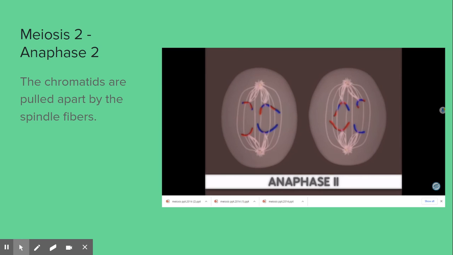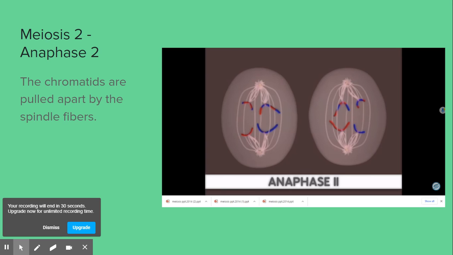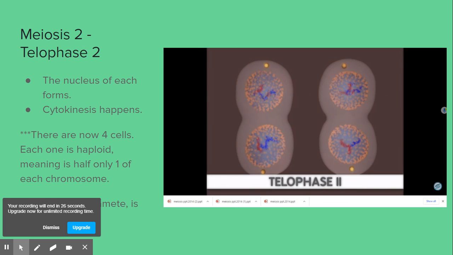In anaphase 2, remember we said we have a chromosome with two chromatids, which are the two copies. They are pulled apart by the spindle fibers. Going into telophase, each new nucleus forms and cytokinesis happens. This means that we now have 4 cells.